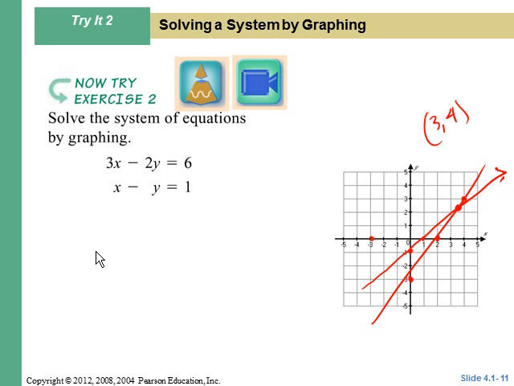No, it's not 3, 4. 3, 2 maybe? Try 3, 2. 3 minus 2 is 1. 3 times 3 is 9. Minus 2 times 2 is 4, is 5. So it's probably going to be a fraction of some kind. I don't know what the coordinates are, but it's someplace over here. 3, 2, 3, 2.5, somewhere in there.